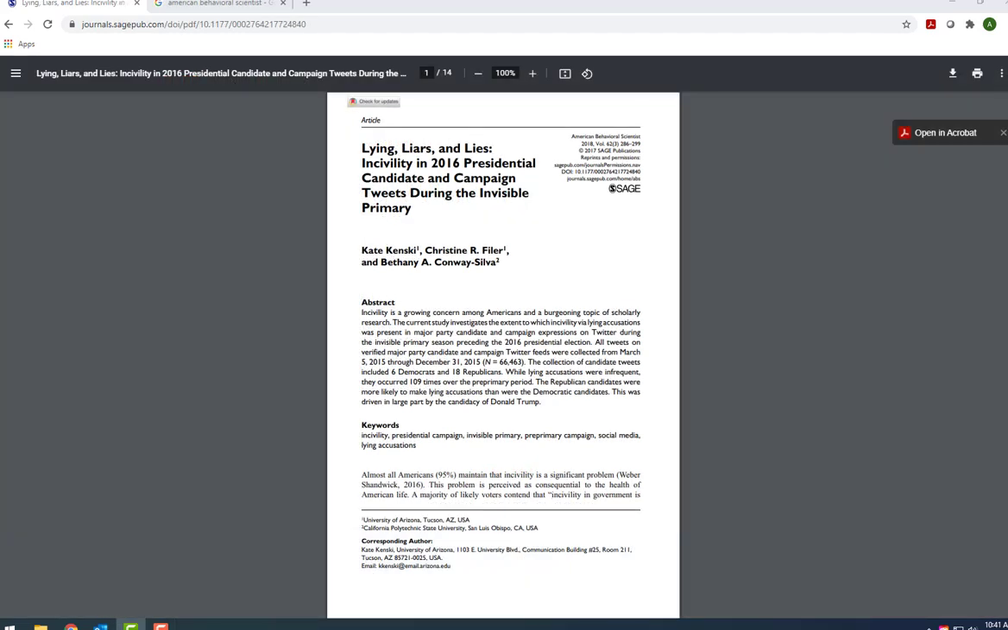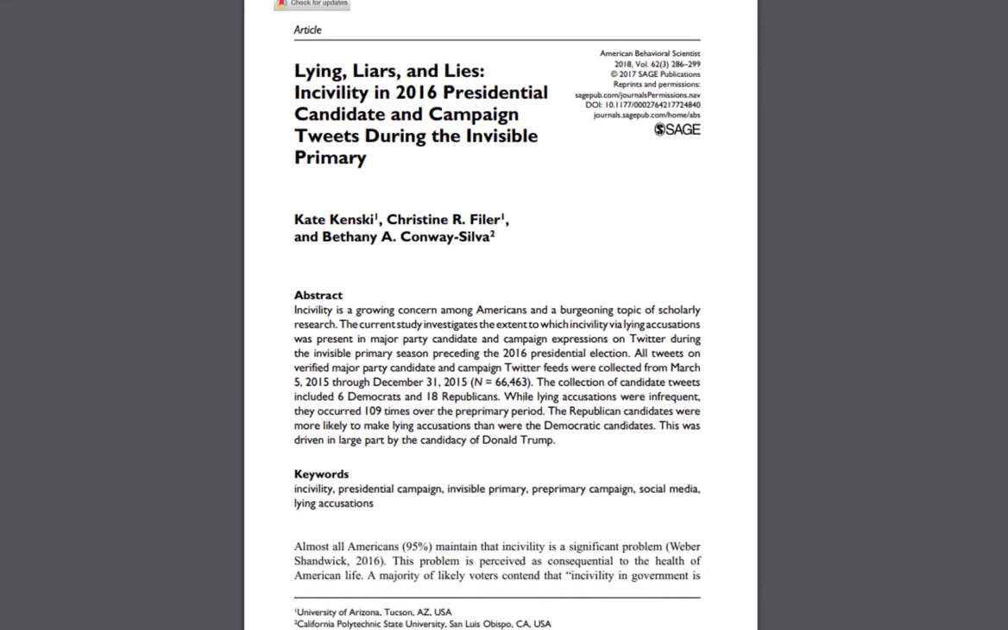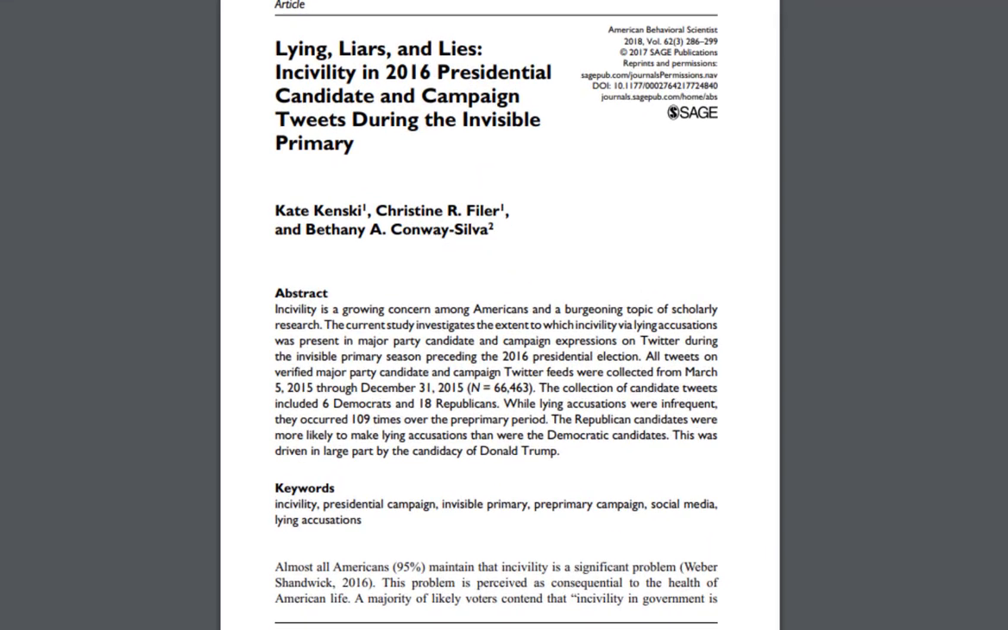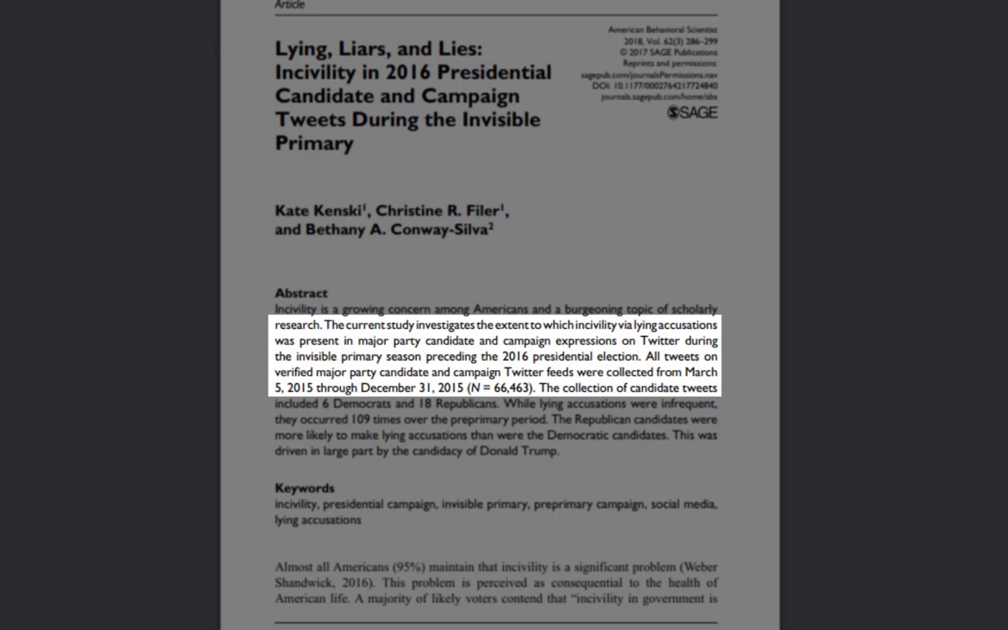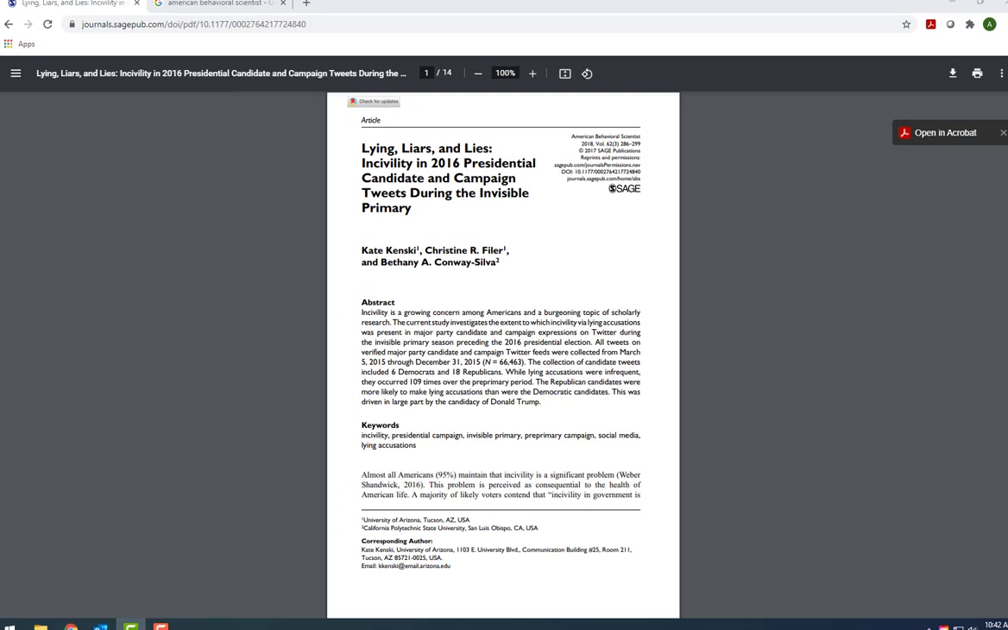Let's take a look at this article, Lying, Liars, and Lies, Incivility in 2016 Presidential Candidate and Campaign Tweets During the Invisible Primary. This is a scholarly source, but how do we know this? First of all, we can read the abstract to see that the current study investigates the extent to which incivility via lying accusations was present in major party candidate and campaign expressions on Twitter, and that the authors collected tweets from party candidate and campaign Twitter feeds to conduct their investigation. In other words, the purpose of this article is to present research.